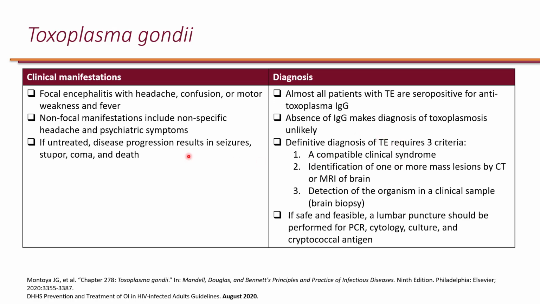So a compatible clinical syndrome, so you know, the symptoms have to be there, and then identification of 1 or more mass lesions by CT or MRI of the brain, as well as detection of the organism in a clinical sample, typically brain biopsy. And this is really reserved as a last resort. In other words, instead of doing brain biopsy, if someone has Toxoplasma IgG, you go ahead and treat them. It's really not necessary to go into brain biopsy.